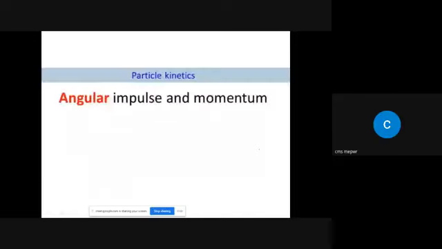Okay, so let's go through angular impulse and momentum. But before this, let's have a break for a minute.